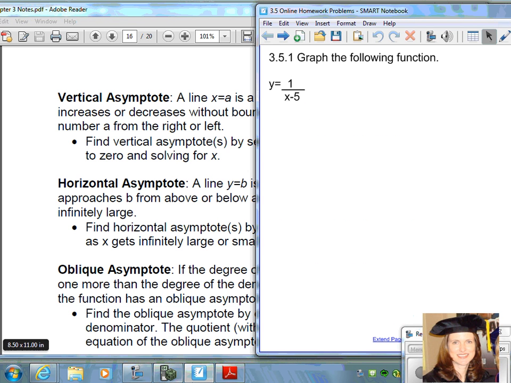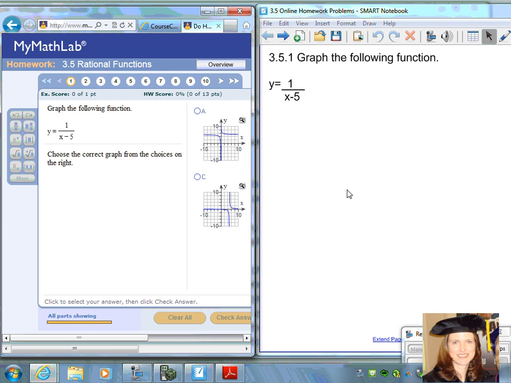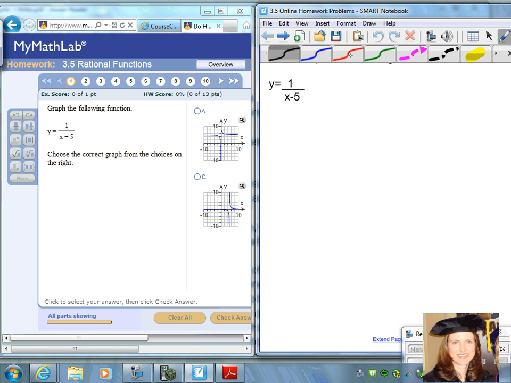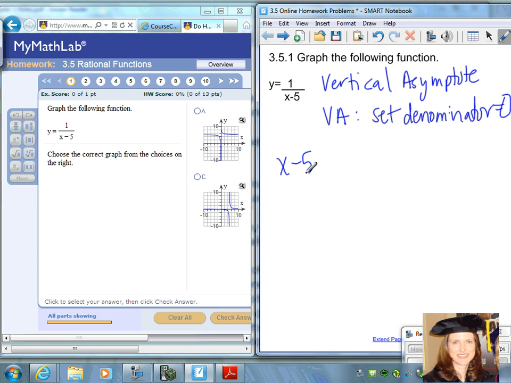Now to the homework. The first one is to graph the following function. We can graph this by finding vertical and horizontal asymptotes. For the vertical asymptote, which I'm going to abbreviate as VA, you set the denominator equal to 0. So if we set x minus 5 equal to 0 and solve this, we get x equals 5.